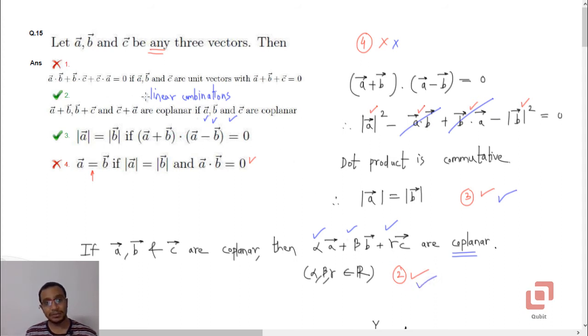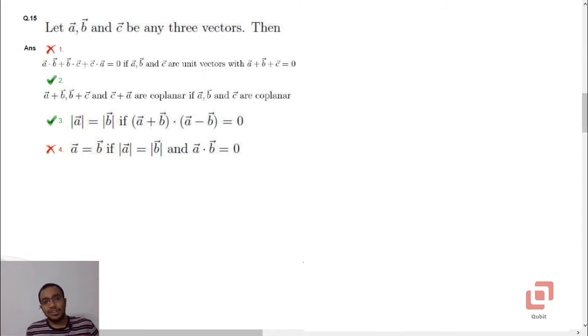Let us now see whether option 1 is correct. Now to check whether option 1 is correct, I have two methods. You can select any one of the methods that you find convenient. First, let me explain the intended way to solve this problem.